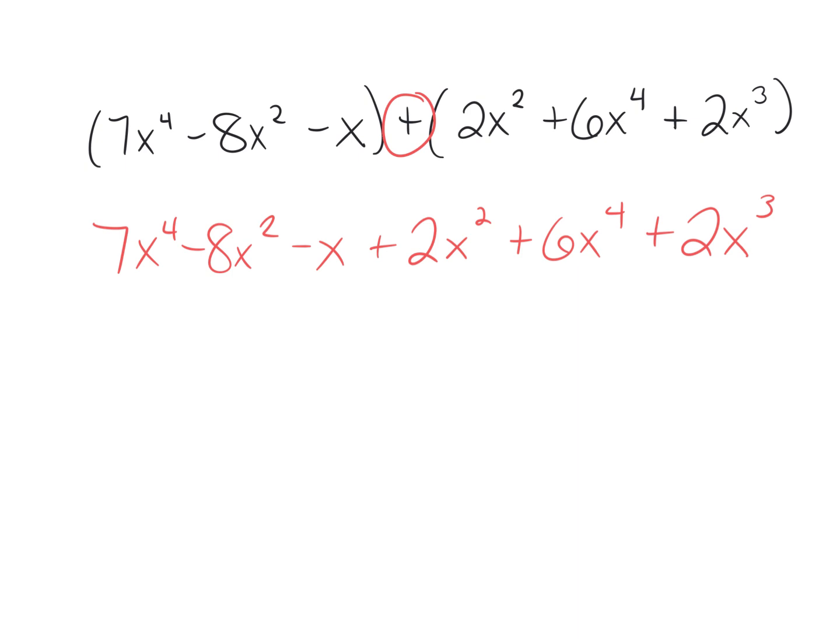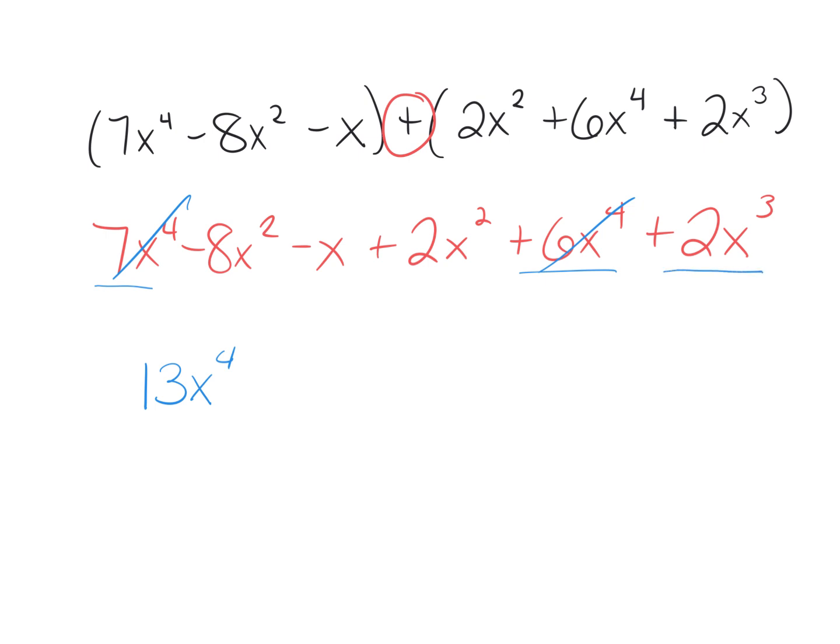How should we combine like terms? What should we start with? Biggest degree, which is 4. So 7x to the fourth plus 6x to the fourth is 13x to the fourth. Once you use it, cross it out. What's next?